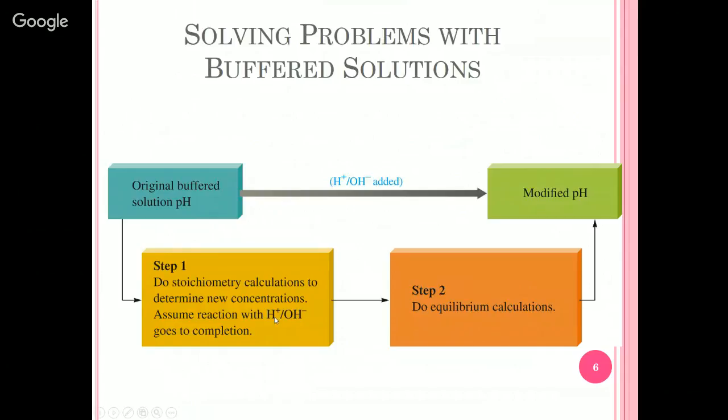So we look at the concentration of acid and how many milliliters we've added. In this chapter, we're actually going to use millimoles because it's just much easier. If you take milliliters times the molarity, we can use millimoles. It works out the same way, and I will show you how that calculation is done in class. So we do the stoichiometry, and then we look at the equilibrium calculations. Once again, equilibrium calculations deal with setting up ICE tables. This gives us a ratio of our weak acid to conjugate base that we can then use to find the modified pH.